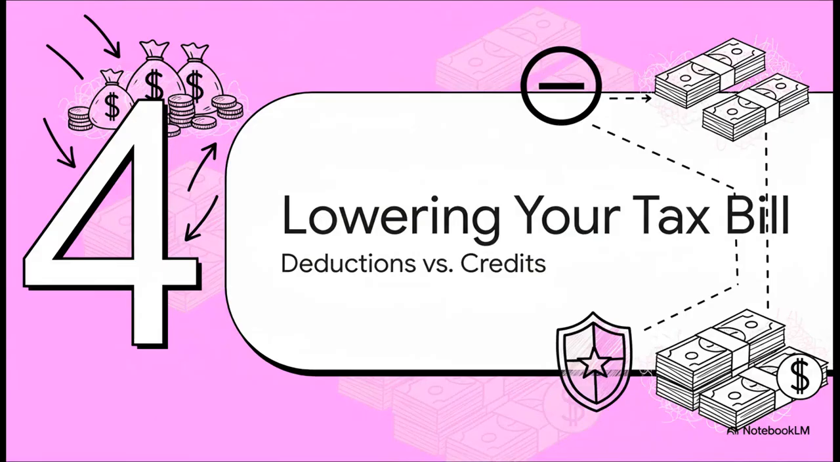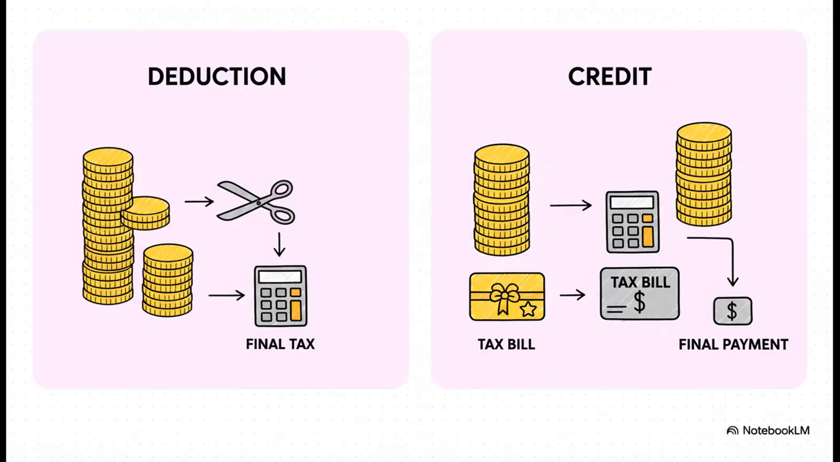So now that we know how tax is calculated, let's explore the two primary tools the system gives you to reduce the amount you owe. We're talking about deductions and credits. They sound similar, but they are very, very different. It is absolutely crucial to understand this difference.